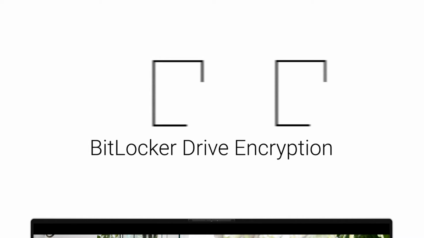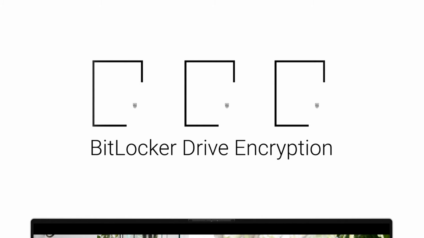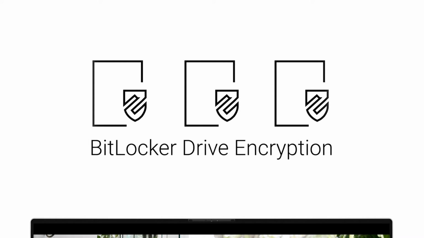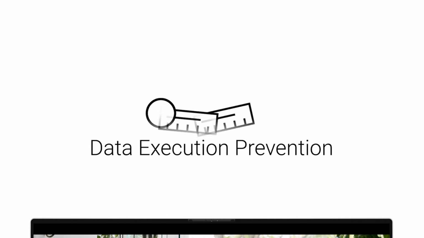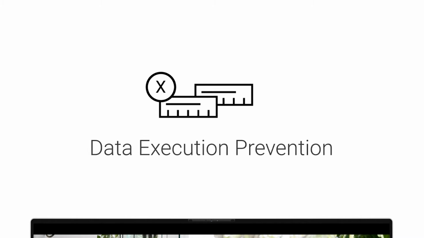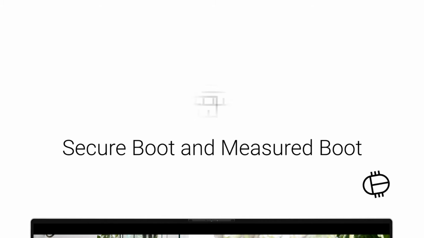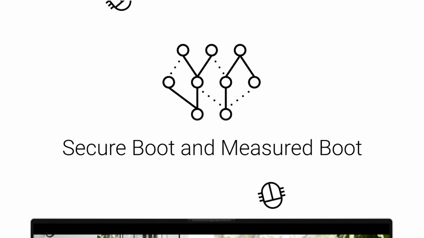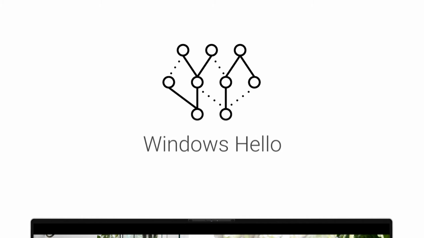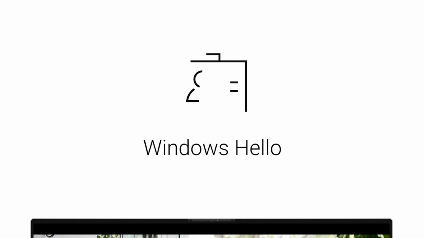For example, BitLocker drive encryption that automatically encrypts the computer drive to keep your data safe, data execution prevention, which prevents unauthorized applications from running in the memory, secure boot and measured boot, block malicious drivers and rootkits from intercepting the boot process, and Windows Hello, used to secure user authentication without a password.